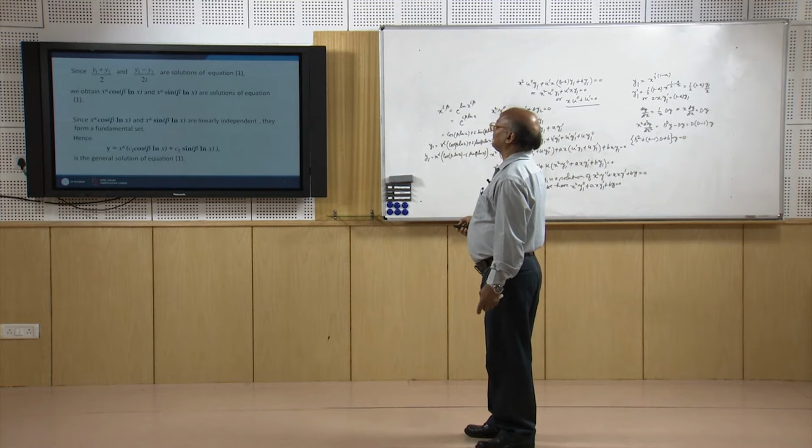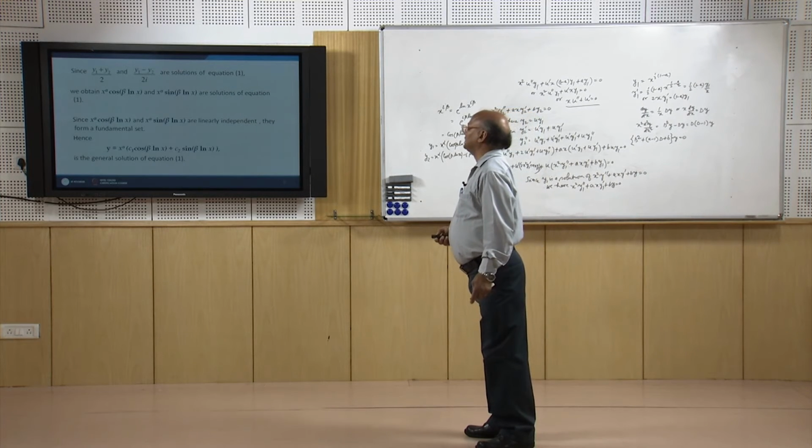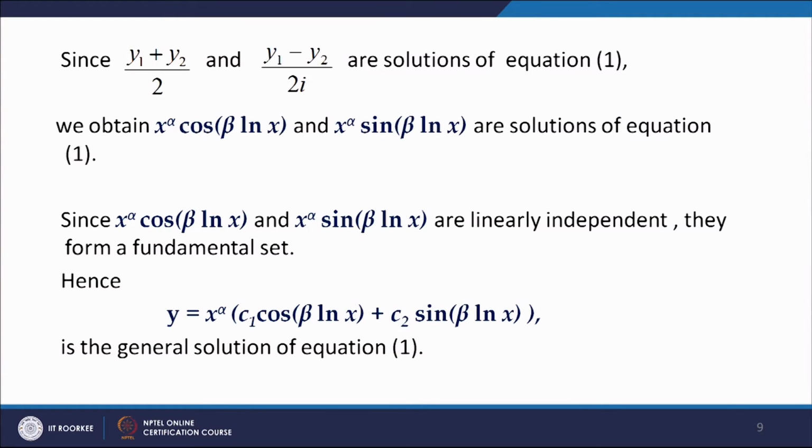x to the power alpha cos(beta ln x) and x to the power alpha sin(beta ln x) can be said to form a fundamental set. So this is the general solution in this case.